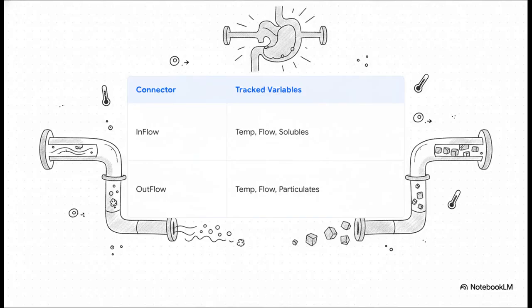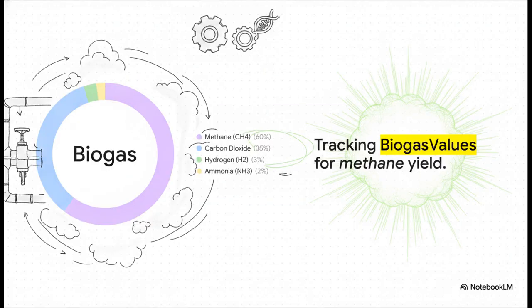Now, to track the mass conservation entering and leaving this digital stomach, the model uses explicit inflow and outflow connectors. These connectors are constantly monitoring critical, real-world variables like temperature, flow rate, and the exact concentration of both soluble and particulate matter. It absolutely guarantees that what goes into the mathematical model perfectly balances with what comes out. No disappearing data here.